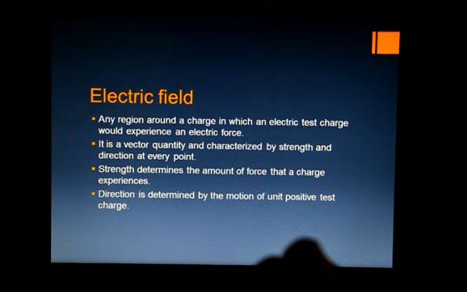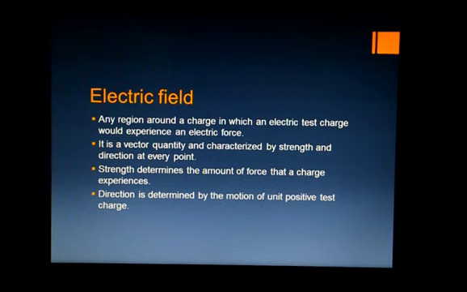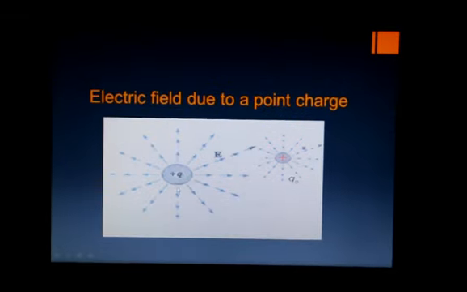Now we come to electric field. What is an electric field? Basically, it is a region around a charge in which an electric test charge would experience an electric force. You can see here, there are two charges, plus Q charge and another charge. We call this charge a test charge, that is Q naught. What is a test charge? It is a small amount of charge that is used to find the strength and direction of electric field intensity due to a charge at any point.